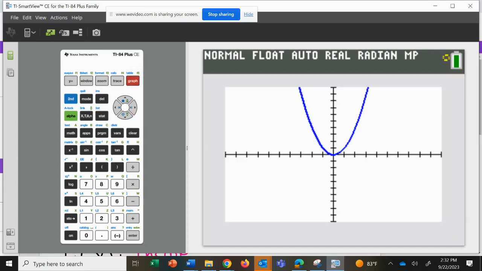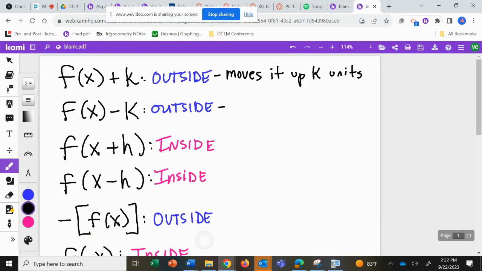When we do subtraction, it goes down by that amount. If we are on the outside of our function, it's going to move the graph down that many units, whatever number it's adding or subtracting. That's why I have a K there, because it could be any number. It could be 100 if you want, but we won't see it on our graph.